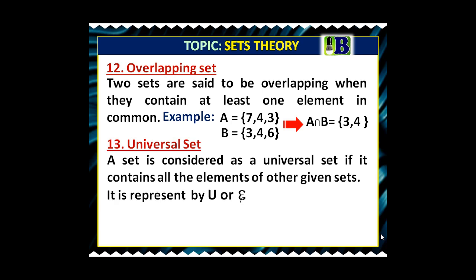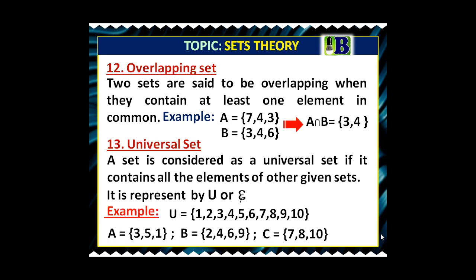So the next one which we are going to discuss is called the universal set. A set is considered as a universal set if it contains all the elements of other given sets. It is represented by U or this symbol. There are some mathematical questions you will come across that will ask you to find the universal set from the given sets. So the universal set is the combination of all the sets. But in this example, the universal set is already given. So let's look at the universal set now: 1, 2, 3 to 10. Then the other subsets which are there, like what we discussed, the subset means those sets that are inside another set. So in this case now, set A, set B, set C, they are subsets of the universal set.